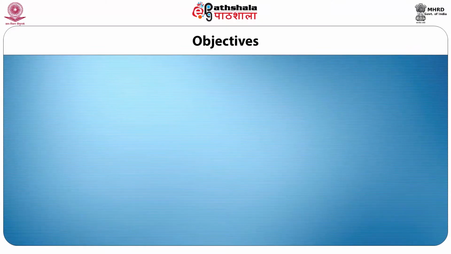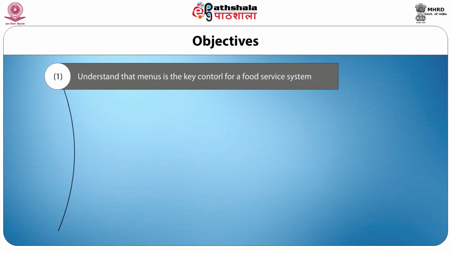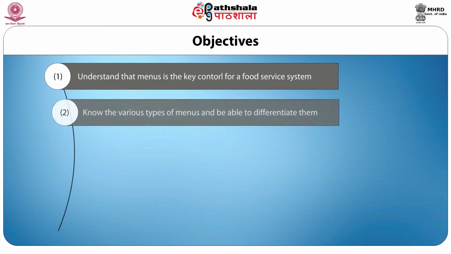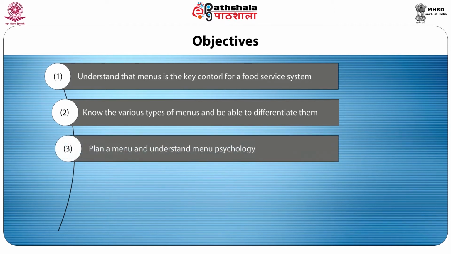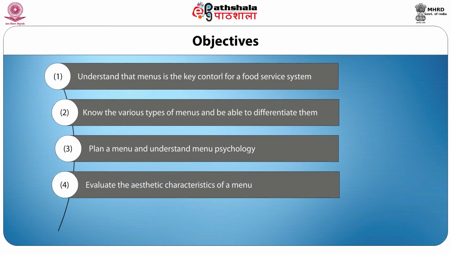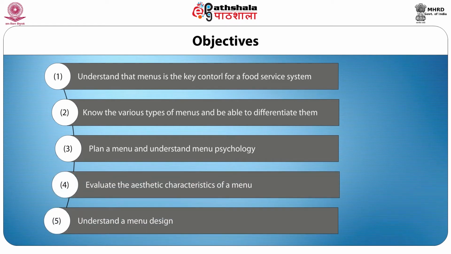When you complete this, you should be able to understand that menu is the key control for a food service system, know the various types of menu and be able to differentiate them, plan a menu and understand menu psychology, evaluate the aesthetic characteristics of a menu and understand a menu design.